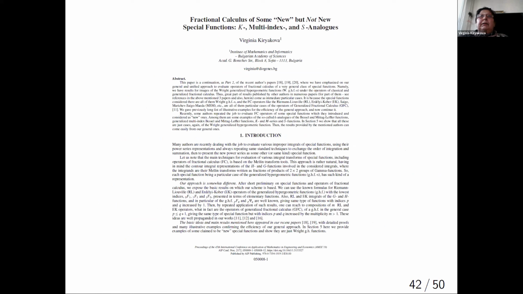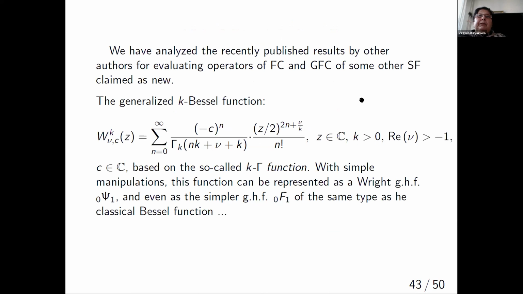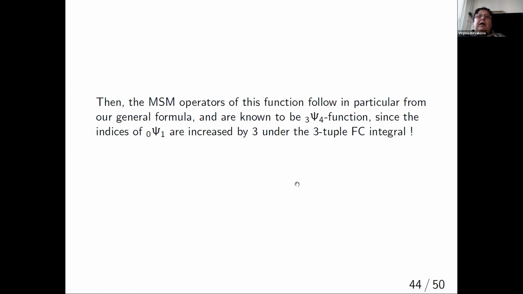I told you about some new special functions with K-analogs, S-analogs, and so on. These are in this paper of mine. For example, the K-Bessel function, you see how it is defined, but if we replace the definition of the K-gamma function by the classical gamma function, we see that it is again just a classical Bessel function. And so we can apply our results. The same for the Marichev-Saigo-Maeda operators can follow easily.